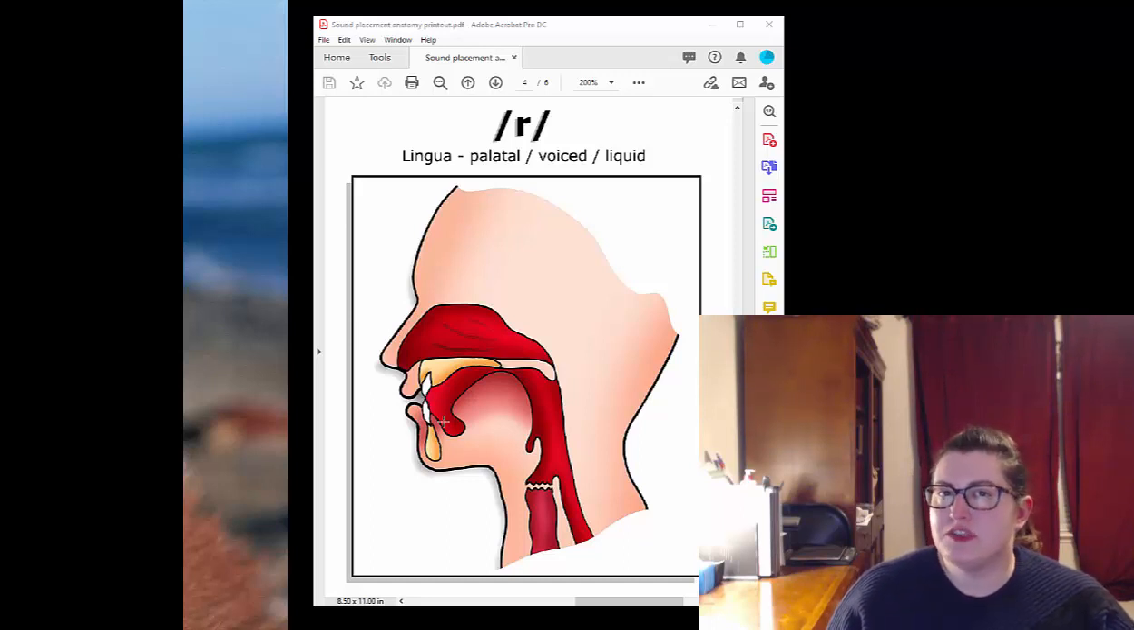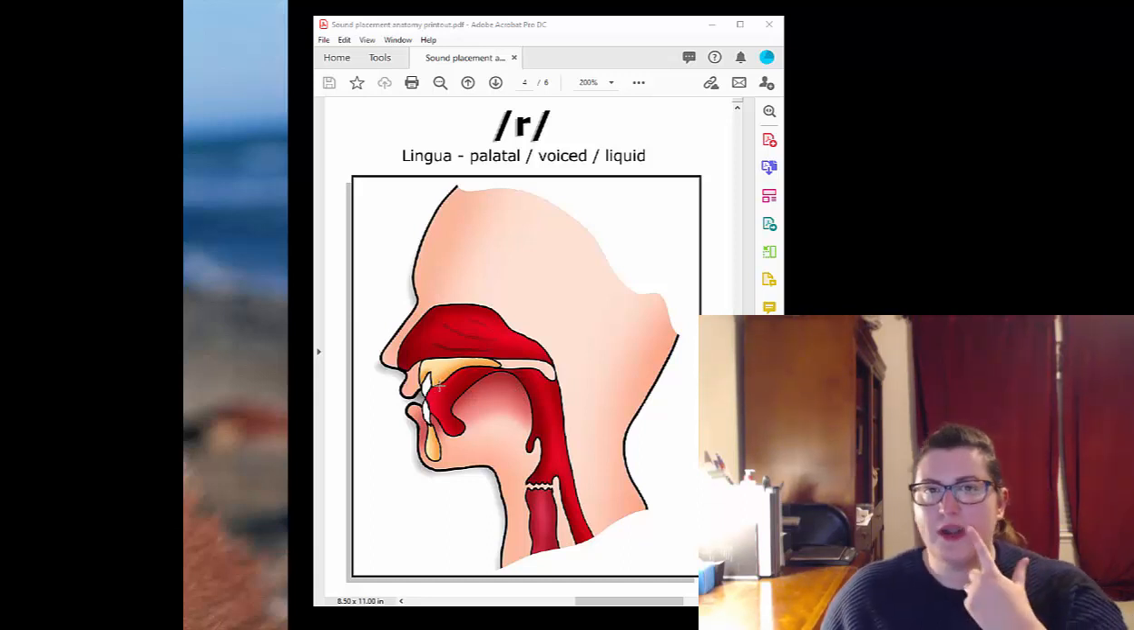What makes R so difficult though is that that's not the only way that you can say it. Another way that you can say it is the retroflex position. So this mouth is not doing that, but what it would look like if it did is kind of a wave. This is where that bump that I mentioned comes into play.